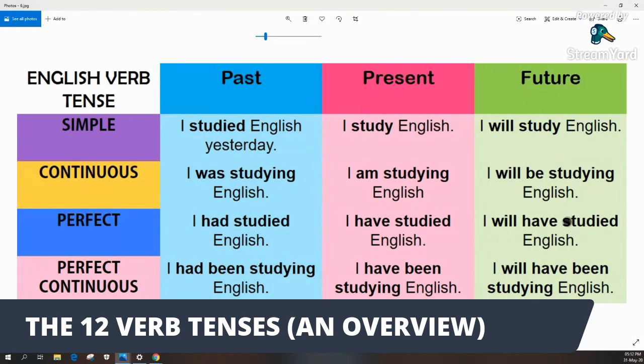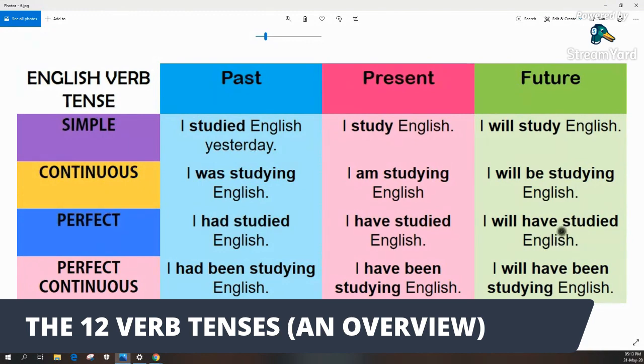Okay. Then let's go to the future perfect. I will have studied English. So when to use this? So this is to indicate an action that will be complete before another event takes place. Okay? For example, I will have eaten all the pizza by the time you arrive. So it means, no more pizza by the time you arrive.